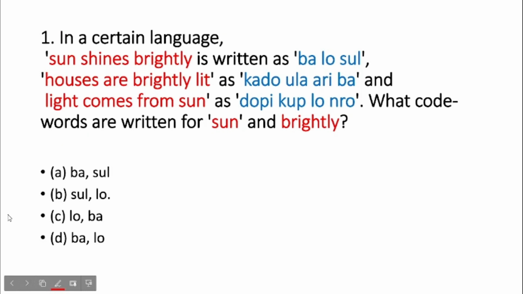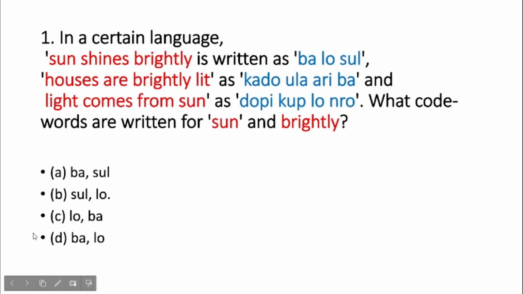So here, this is type 2. From here onwards, we are going to see the type 2 questions. The first question would be, in a certain language, sun shines brightly is written as something, houses are brightly lit as something, and light comes from sun as something. What code words are written for sun and brightly? So here a few statements are given and those statements are coded into a different language.